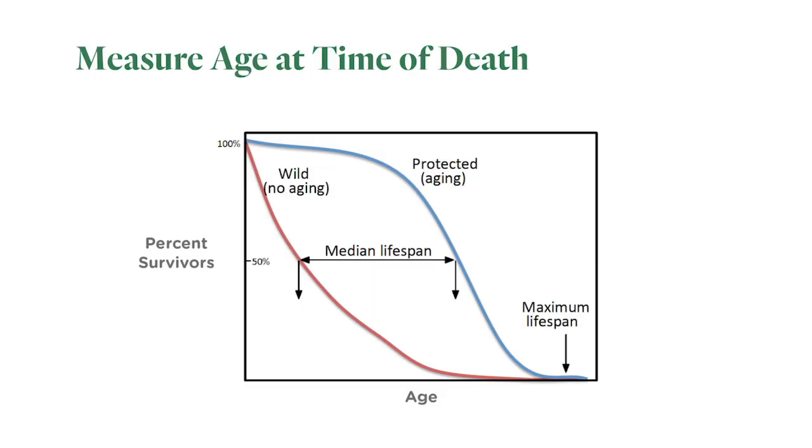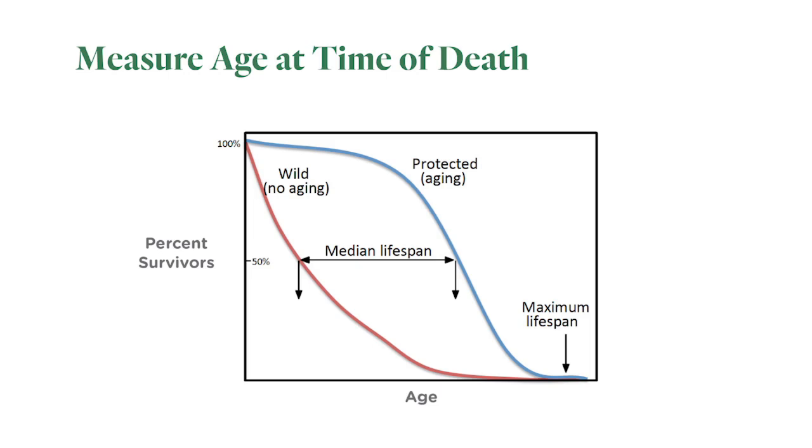Another way to determine whether a population is undergoing aging and its rate of aging is to measure age at the time of death. This method is universally applicable and, more importantly, unbiased. Such data is displayed in a survivorship curve, with 100% of a population alive at the beginning of the curve and 0% alive once the last surviving individual has died.